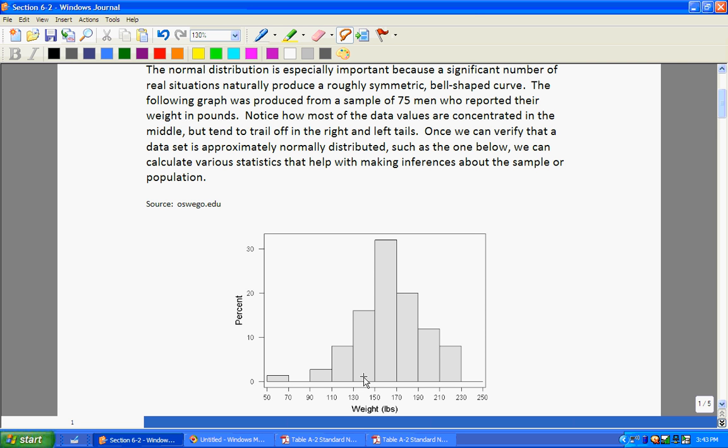Well, if we can verify that a data set is approximately normal or bell-shaped like this one, we can calculate various statistics that help with making inferences about the sample or the population or predictions about the future.